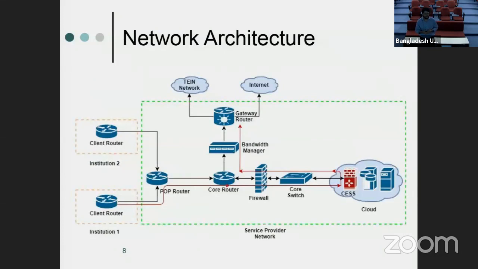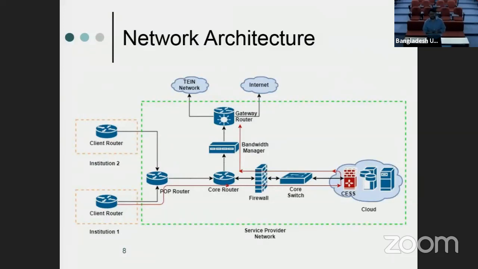So this is our network architecture on how we actually deployed the CESS. If you look at the right side, we deployed the CESS in the BDN cloud, after the core switch. Our initial design was to install it before the core router. But because they already have the data center and it is supposed to be deployed in the cloud, we had to set it up in the cloud as well.